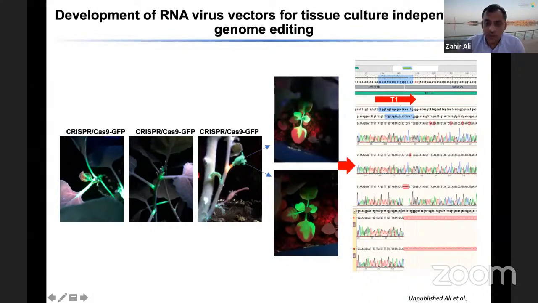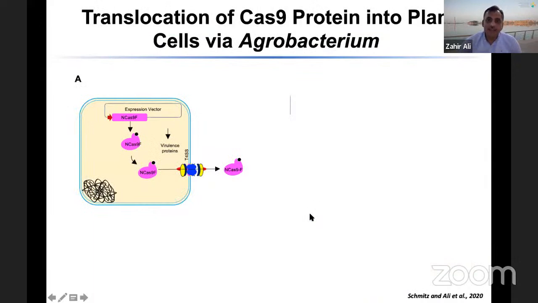Again, another problem in the plant system is transgenics. Nobody likes transgenic plants. The Cas9 can be translocated from agrobacterium, because agrobacterium has the capacity to translocate its virulence proteins to the plants. So it's a natural engineer. We think that if we express the Cas9 in agrobacterium, putting the VirF signal with the Cas9, then this protein will be produced here, and due to this signal it will be translocated out of the agrobacterium.